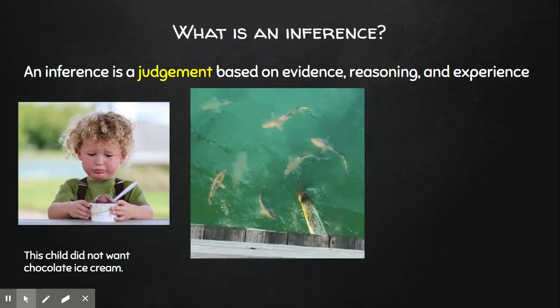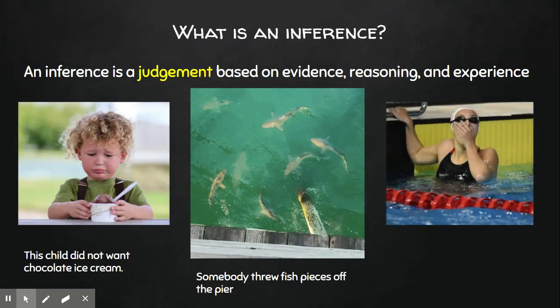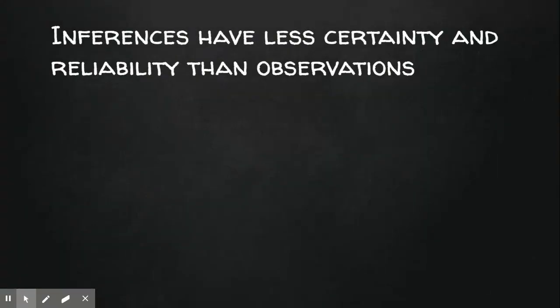Or you look and see a whole bunch of sharks at the bottom of the pier, and you might think, wow, somebody threw a lot of their fish parts from when they were fishing down into the water there. But the sharks could be there for a different reason. Or when you look at this swimmer, are you thinking the swimmer just got some bad news? Was she disqualified? Did she not like her time? Well, her expression could be for a different reason. So there's judgment when we make an inference. Because of that, inferences have less certainty and reliability than observations.